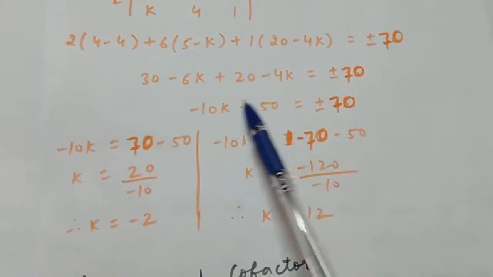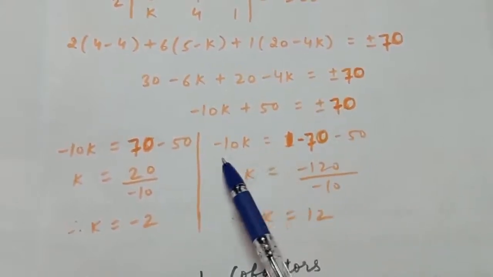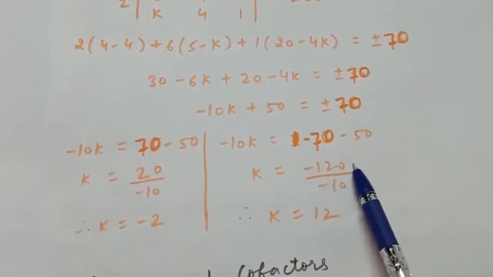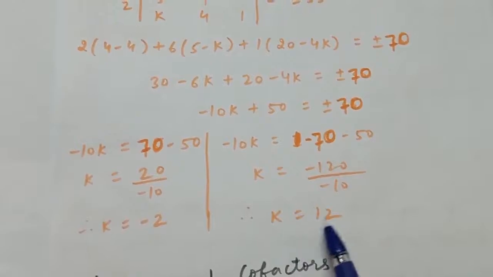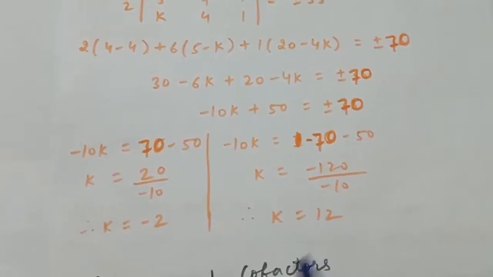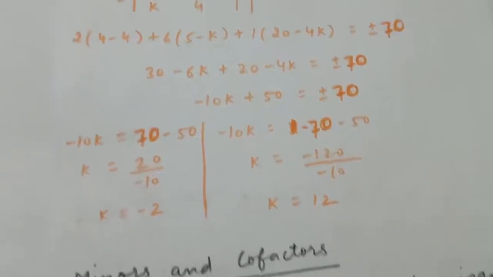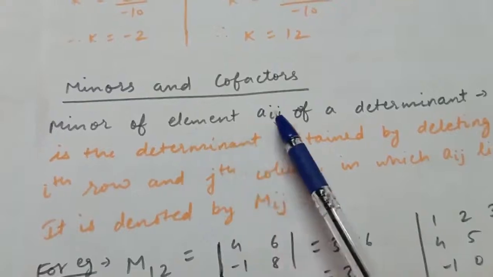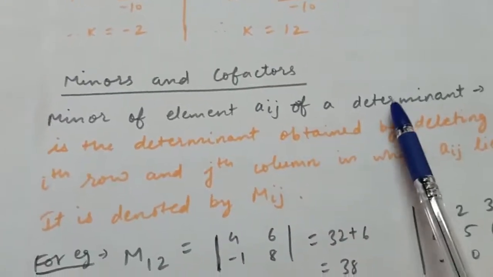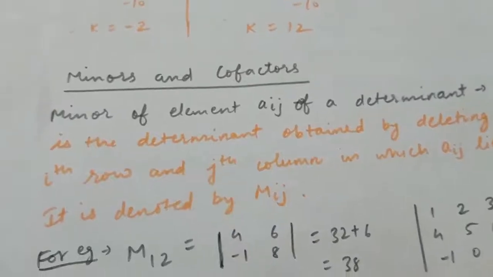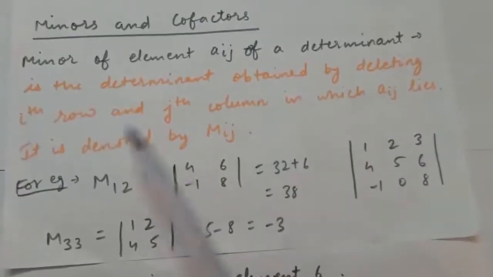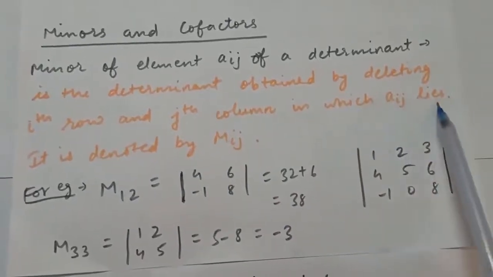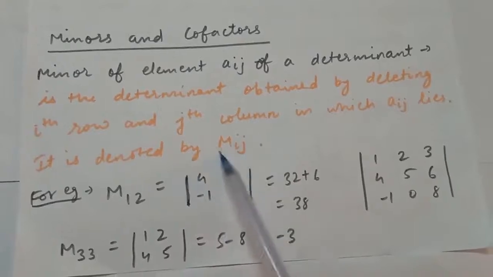And the second case is when this is equal to minus 70. So minus 10k will be minus 70 minus 50. So k is equal to minus 120 upon minus 10, that is k is equal to 12, right? Now today we will discuss about minors and cofactors. So minor of an element Aij of a determinant is the determinant obtained by deleting ith row and jth column in which the element Aij lies, and it is denoted by Mij.